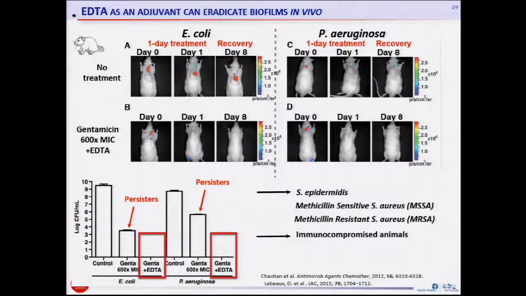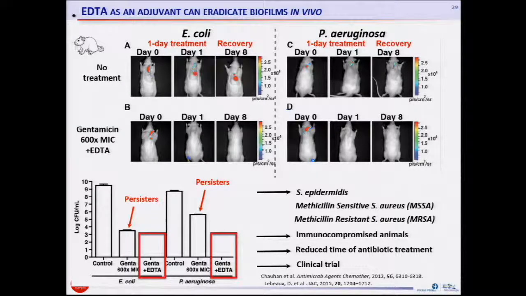This was shown to be true for these two bugs, but also S. epidermidis, methicillin-sensitive S. aureus, and methicillin-resistant S. aureus. Also, we could save immunocompromised rats from death. What is also super important is that you can use a reduced time of antibiotic treatment. Eventually, you can also start to reduce the concentration of the treatment, and this is very important for what we're talking about today. We are currently trying to put together a clinical trial to prove that this can be used in the clinic.